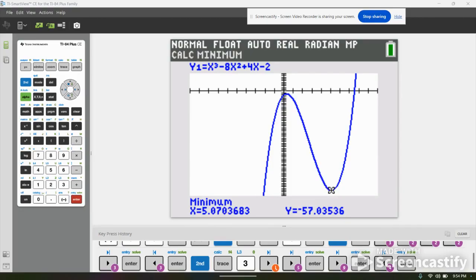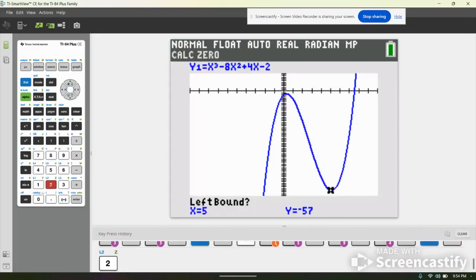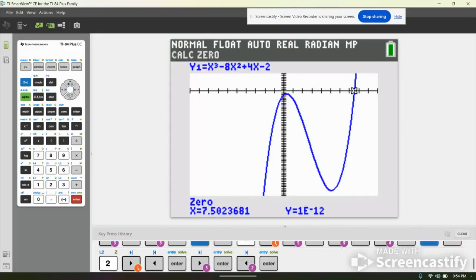So the last thing that we need to find is the x-intercepts, or the roots, or the zeros. For this one, there's only one moment where this crosses the x-axis, so we only have to do this once. If your polynomial is not factorable, you'll have to find all of your x-intercepts by this method. So you may have to do this more than once. This one we only have to do once because it only crosses the x-axis once. So an x-intercept, also known as a zero, so we're going to hit 2, and then there is my 0.